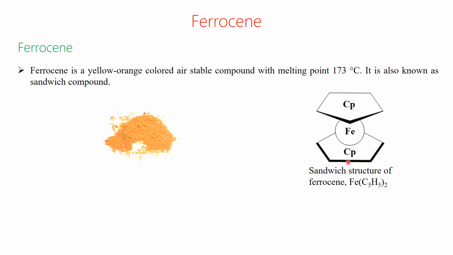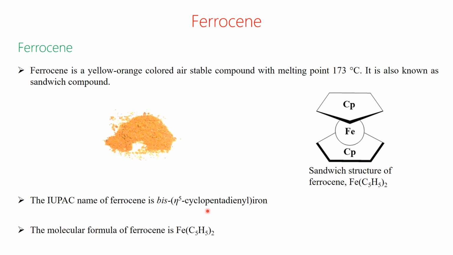Here is one Cp ring, C5H5, and the other Cp ring, C5H5, and the iron 2+ is in between the two C5H5 minus rings. The IUPAC name of ferrocene is bis(eta-5-cyclopentadienyl)iron. Eta-5 means there are 5 carbons bonded of each cyclopentadienyl. The molecular formula of ferrocene is Fe(C5H5)2.